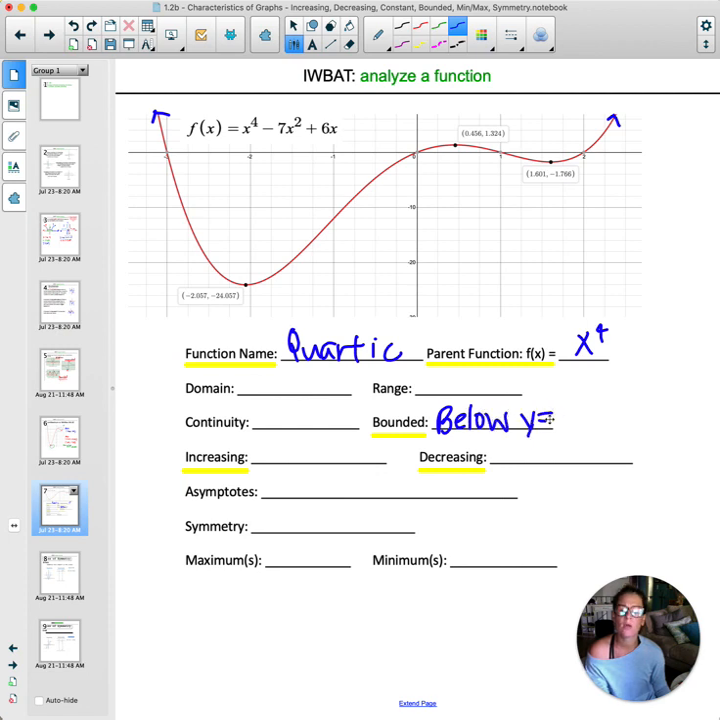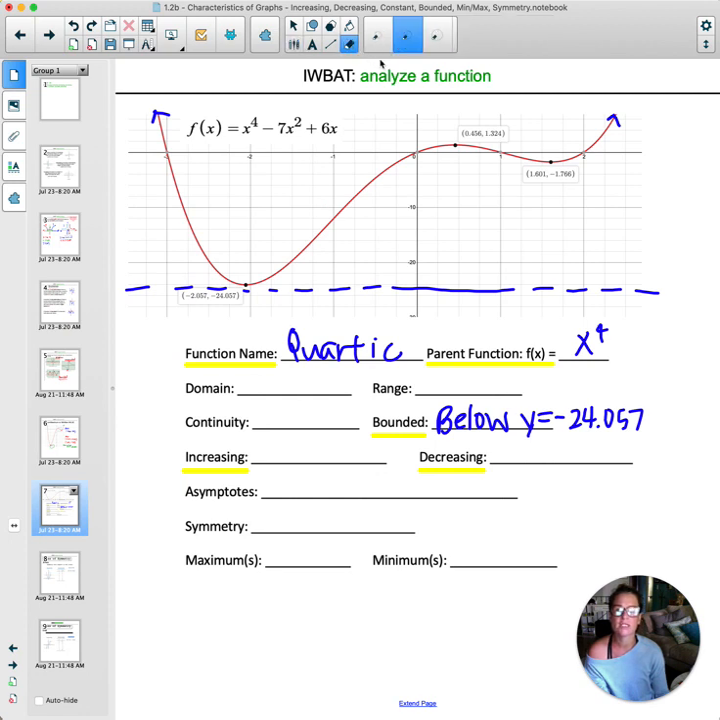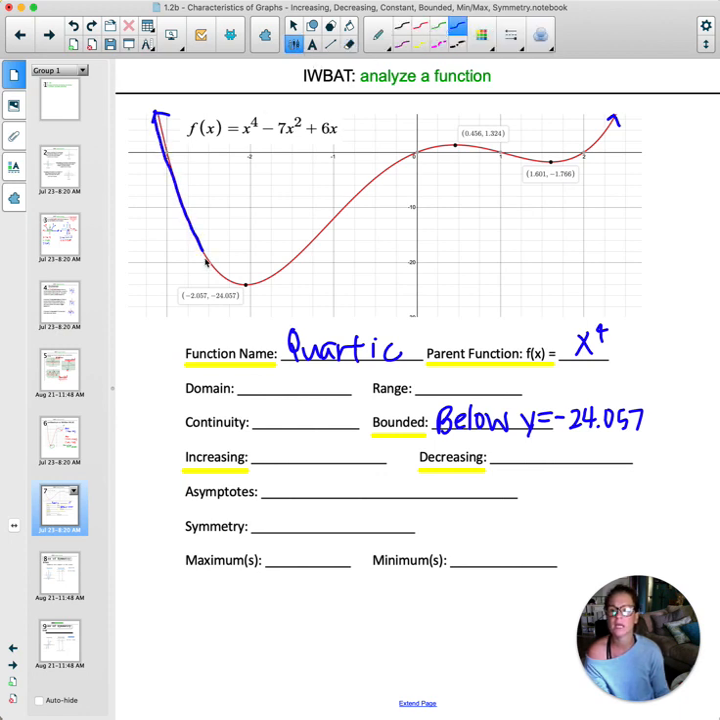And we'll say what the lower boundary is. The lower boundary is negative 24.057 because that's the lowest value. So this is the line that this function will not go below. All right, let's take a look at increasing, decreasing, and constant intervals of this. So here we're decreasing until this x value.